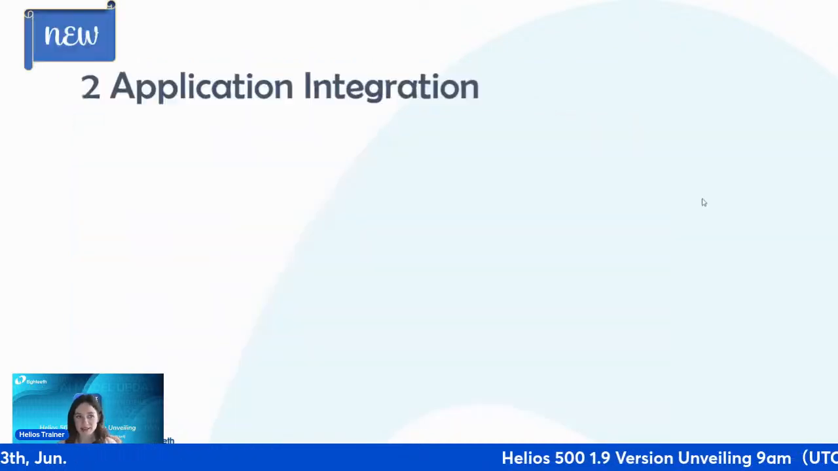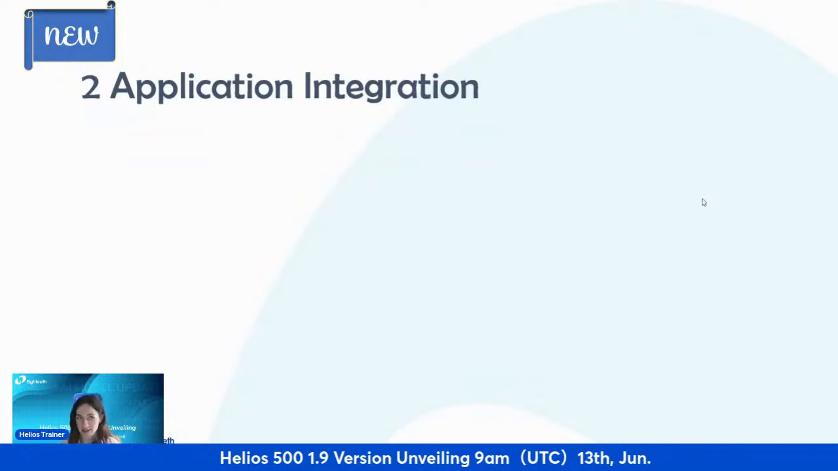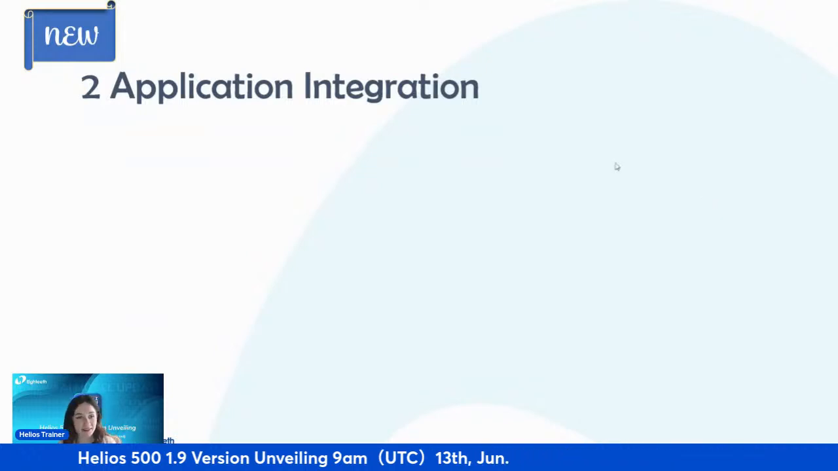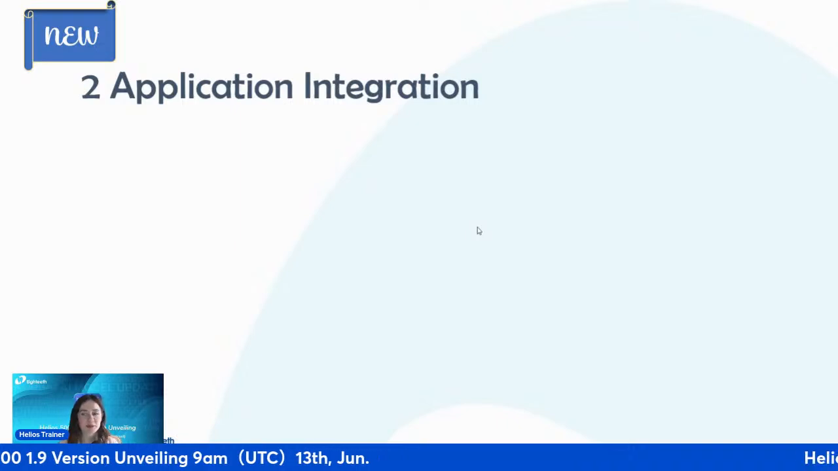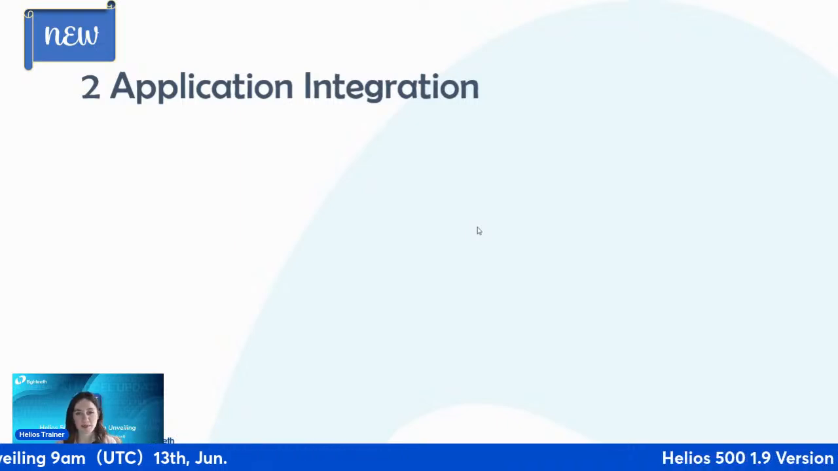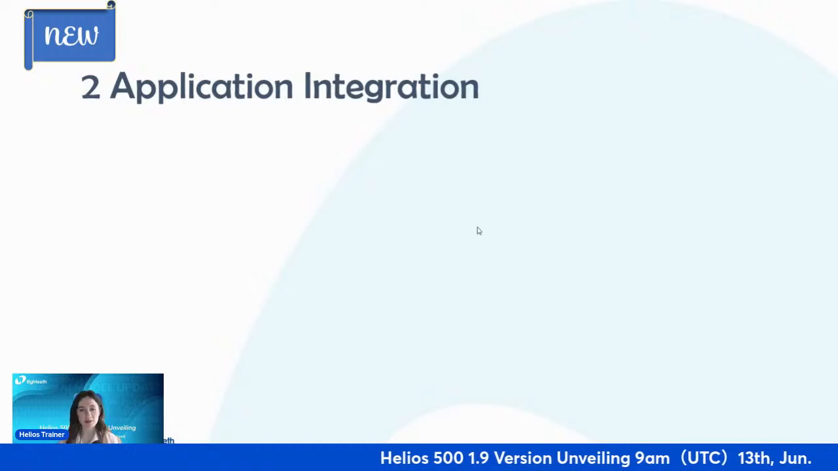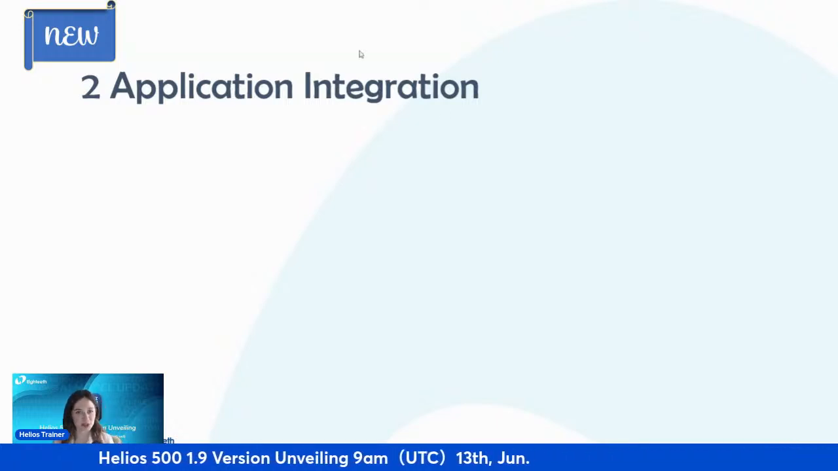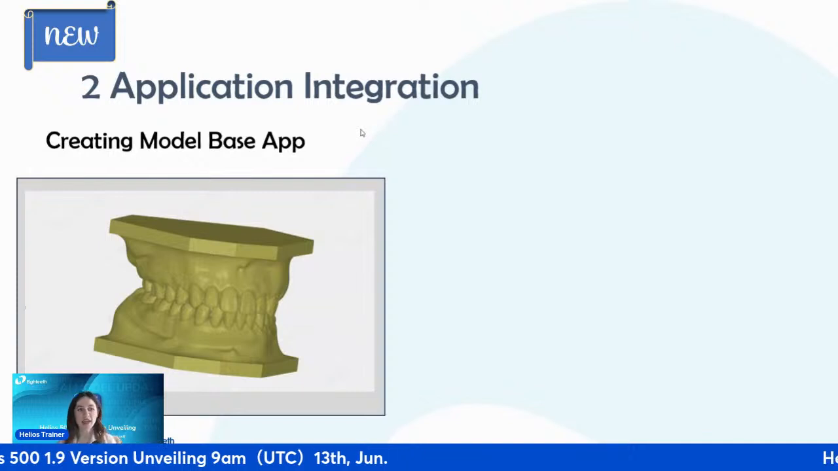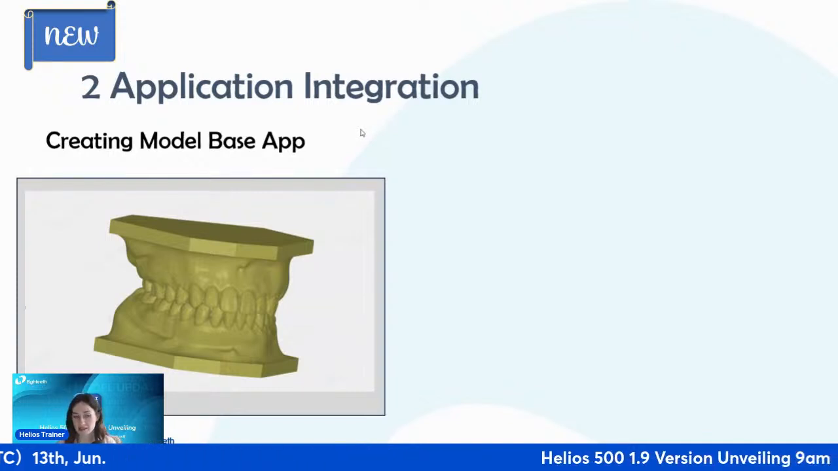So what is next? We have two new application integrations. What are they? As you remember, in the entrance page there is an application list. I just want to let you know that it's now available in the application list, but what has it come with? Let me show you. First, we have a new model-based creating application.